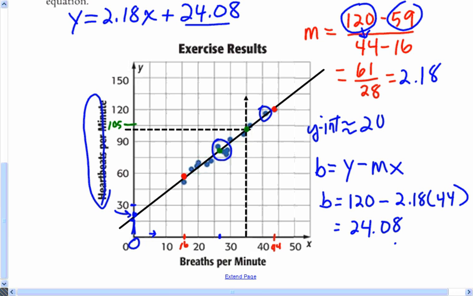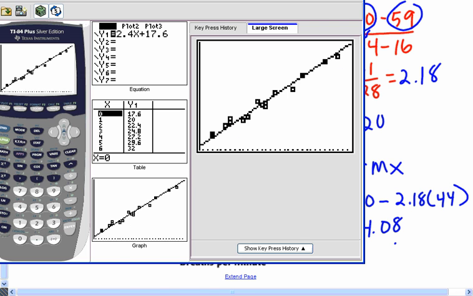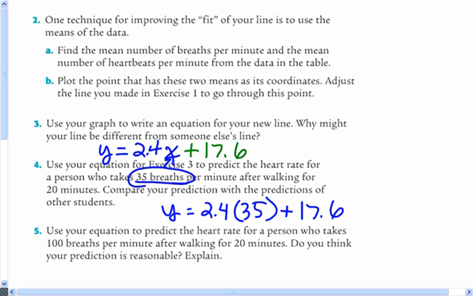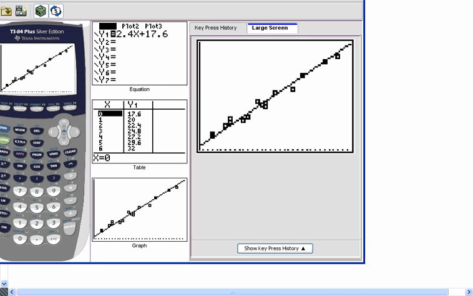But we might want to be a little more accurate with that, and we can use our equation to do that, by finding the answer to this equation. Y is equal to 2.4 times 35 plus 17.6. Now, if I have it in my calculator, I could trace my line. Right now I'm on the dot, so I need to use my down arrow to get on the line. I think I'm on the line now. And I could just follow till I get X is 35.